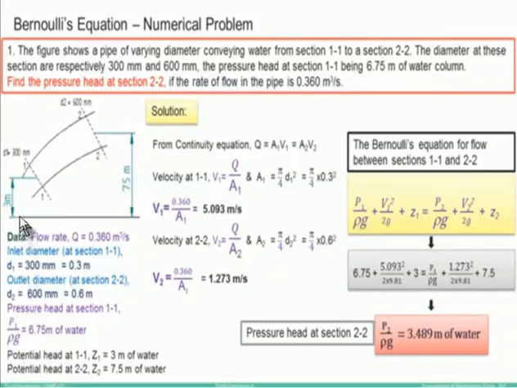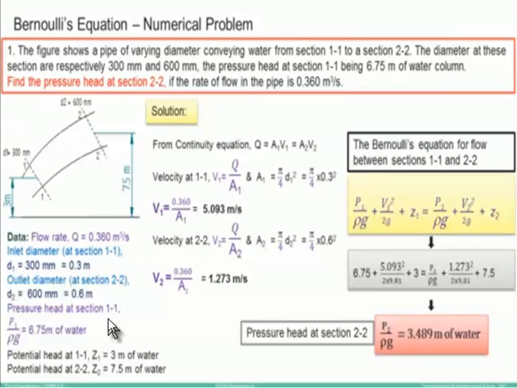Next, in the figure he has given the potential head at section 1-1, so we consider Z1 equal to 3 meter of water, and the potential head at section 2-2, Z2, is equal to 7.5 meter of water. This is what is given in the problem statement. Now we have to solve this problem.